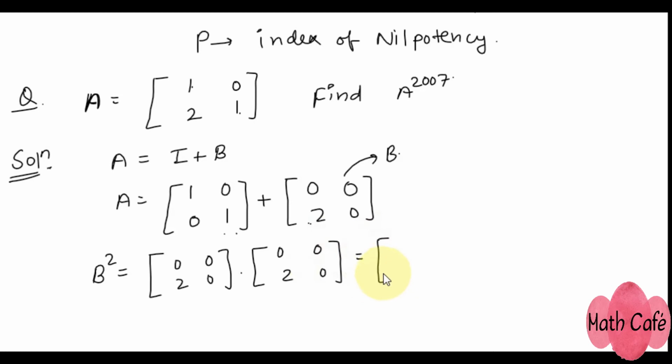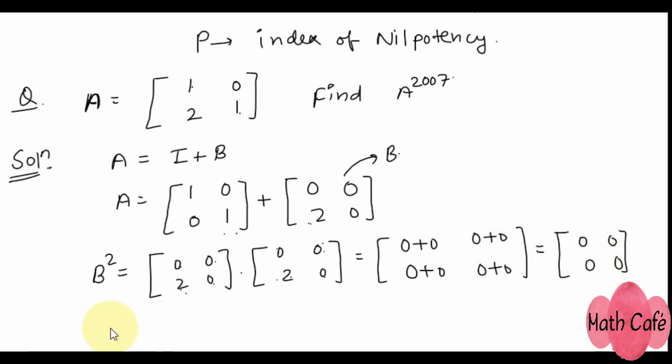So we have seen matrix multiplication in the previous lecture. We will do matrix multiplication by the row by column method. 0 multiplied by 0 and 0 multiplied by 2, so 0 plus 0. 0 multiplied by 0 and 0 multiplied by 0 will become 0 plus 0. 2 multiplied by 0 and 0 multiplied by 2, that is 0 plus 0, and 2 multiplied by 0 and 0 multiplied by 0, that is 0 plus 0. So this is a 0 matrix of order 2 cross 2. All right, so here B square is a 0 matrix.